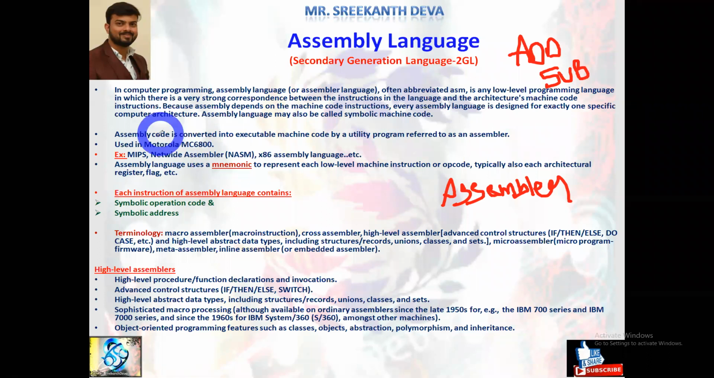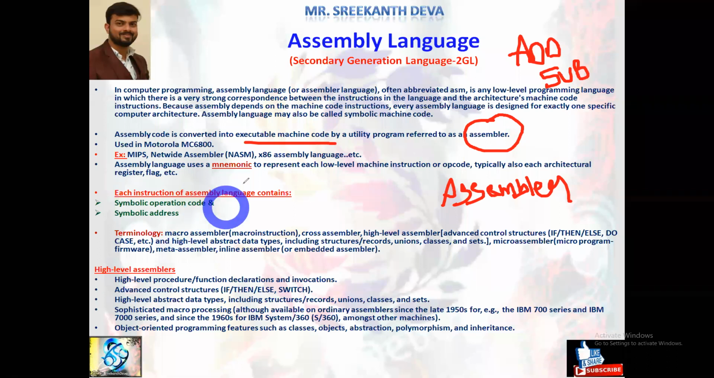Observe, assembly code is converted into executable machine code by a utility program referred to as an assembler. Assembler is a translator in the second generation language. Assembly languages used include Motorola MC6800, MIPS, NASM (Netwide Assembler), and x86 assembly language. These are all assembly languages used in second generation languages. See, assembly languages use mnemonics. Mnemonics is nothing but the short code for an instruction, represented by add, sub, like that.